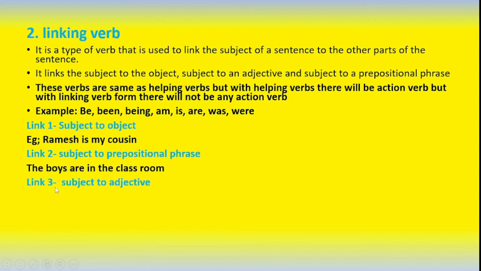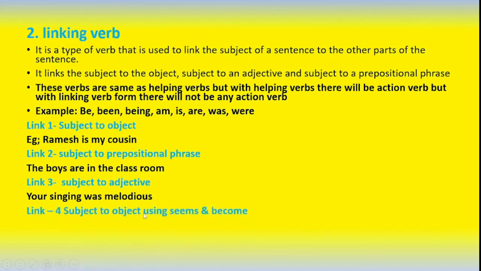Then the third linkage: subject to adjective. So a linking verb can link the subject to an adjective. How? Let us see the example. Your singing was melodious. See, melodious is an adjective. Your singing is a noun or subject. So subject to adjective is linked by was.